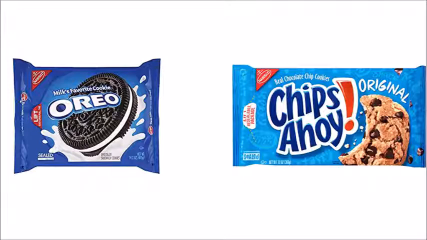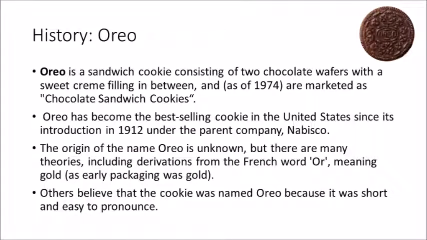First, let's take a look inside of the Oreo cookie. Oreo is a sandwich cookie consisting of two chocolate wafers with a sweet cream filling in between, and as of 1974, are marketed as chocolate sandwich cookies. Oreo has become the best-selling cookie in the United States since its induction in 1912, under the parent company Nabisco.